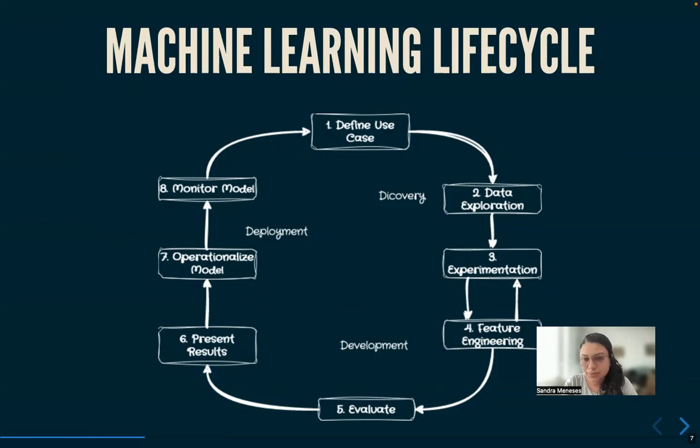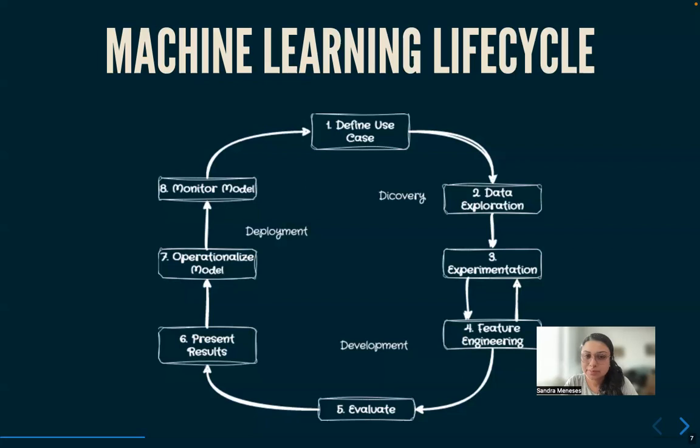After that, we have to explore the data. So we have to be sure that we have enough data and the data is of quality. And we start experimenting, seeing different options, different models, and doing feature engineering, depending on the use case. But most of the time, we will need to do some feature engineering. We will evaluate if this option is possible.